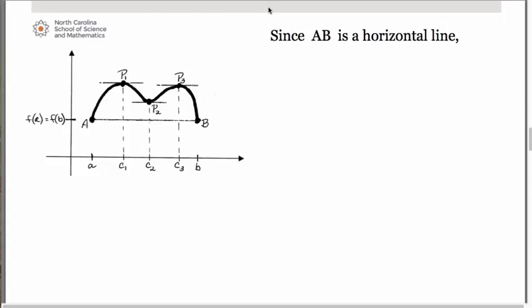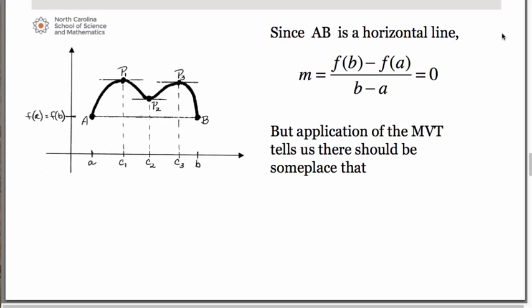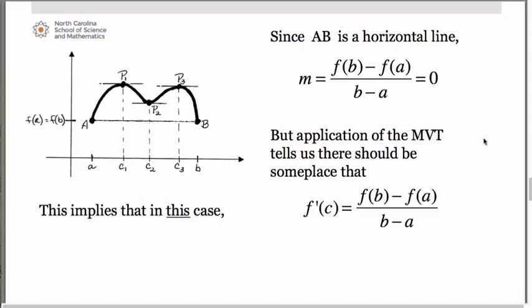Since the secant line that joins points A and B is a horizontal line, we know that the slope of that line, as given to us by f of b minus f of a over b minus a, is going to be equal to 0. But application of the mean value theorem tells us that there should be some place at which f prime of c, the slope of the tangent line at the point C, is equal to the slope of the secant line that joins the endpoints. But remember, in this case, that secant line that joins A and B is a horizontal line. That implies that in this particular case, there is a location at which f prime of c is going to equal 0.